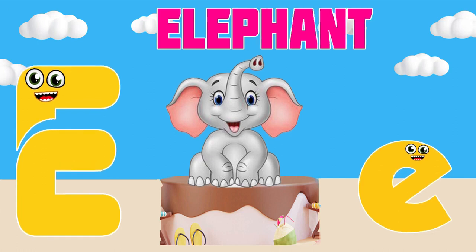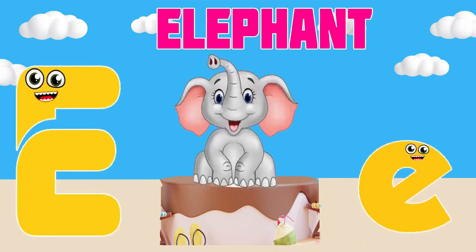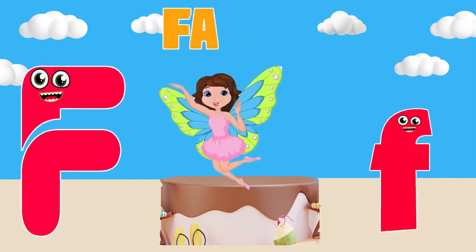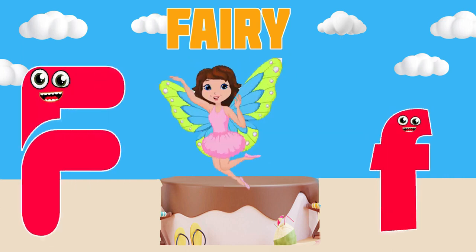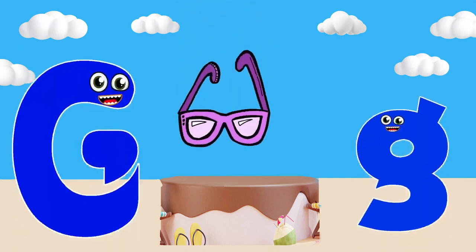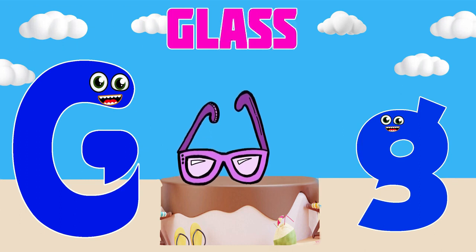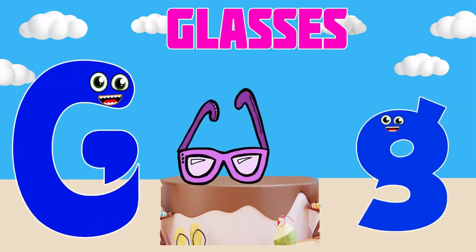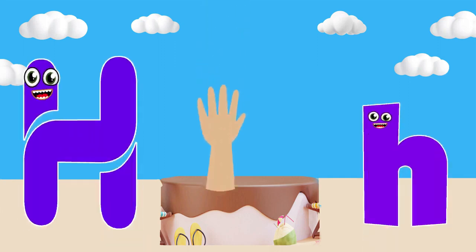Elephant. E, elephant. F is for fairy. Fairy. F, fairy. G is for glasses. G, glasses. H is for hand.